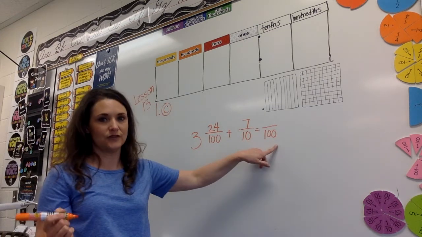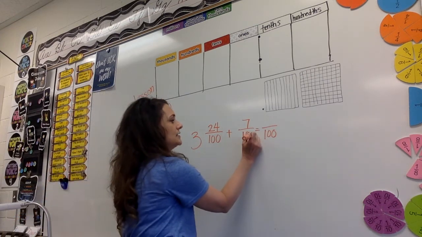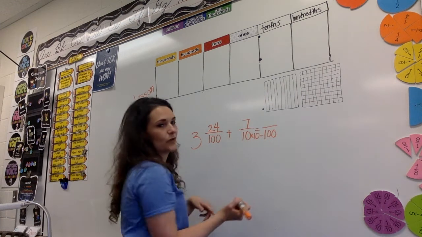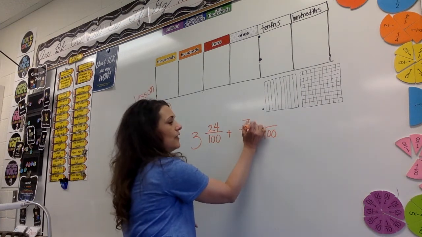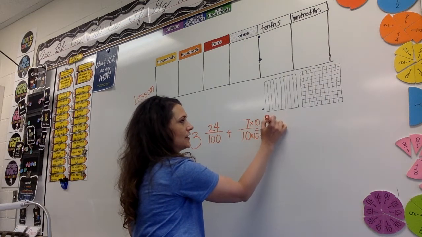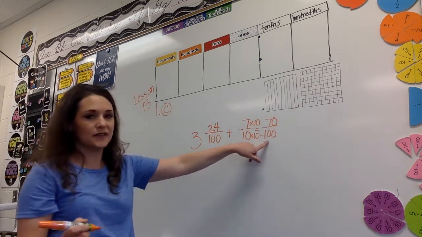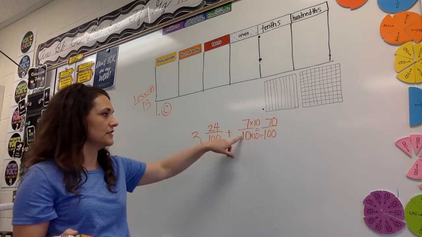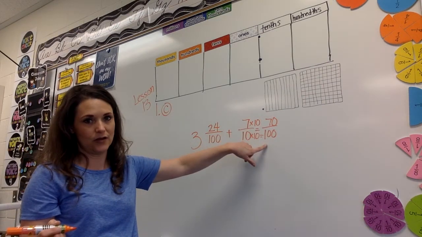So one way I could do that is I could say, okay, whatever I do to the bottom, I have to do to the top. So I could say 10 times 10 equals 100. And then whatever I do to the bottom, I have to do the same. So 7 times 10 is 70. So I could change this or rename it from 7/10ths to 70/100ths.